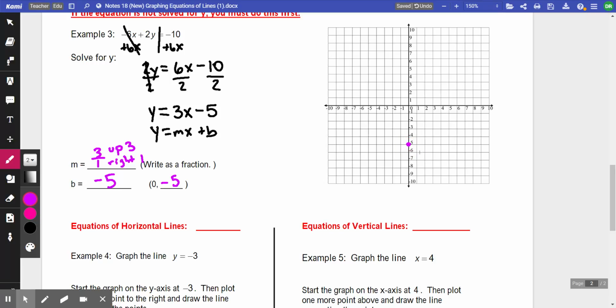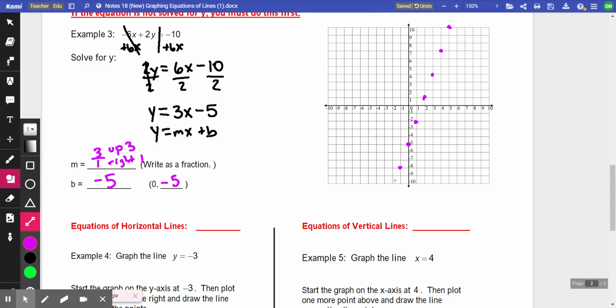That's right here. And then from this point, I move with my m, my slope. So it's up 3, so 1, 2, 3 to the right 1. Up 1, 2, 3 to the right 1. Repeat this a few more times. Or down 1, 2, 3 to the left 1. And then I'd run out of room.